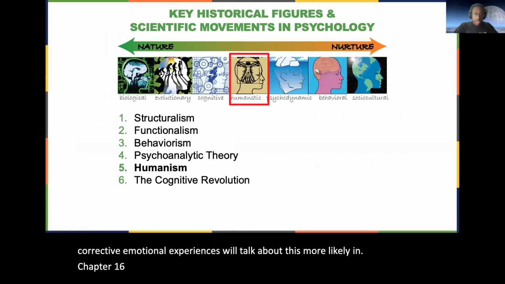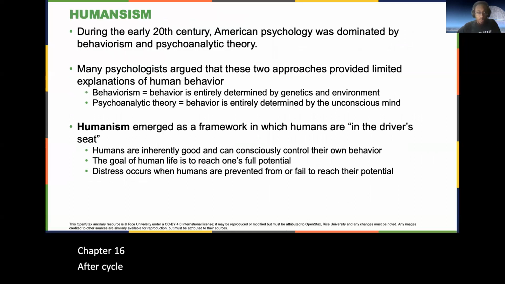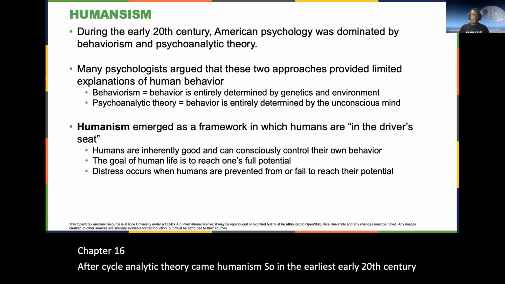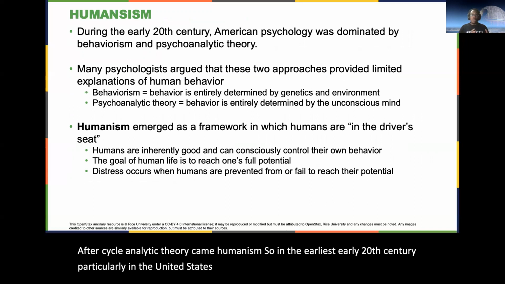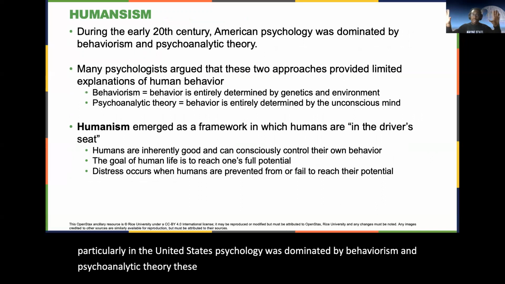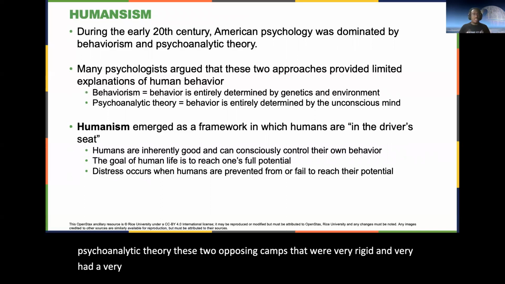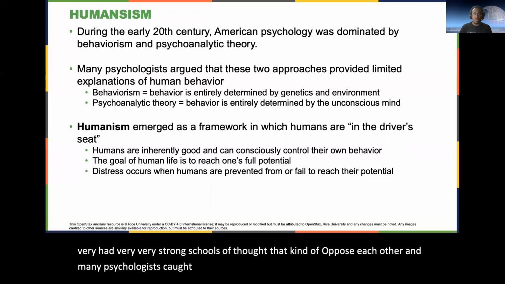After psychoanalytic theory came humanism. In the early 20th century, particularly in the United States, psychology was dominated by behaviorism and psychoanalytic theory. These two opposing camps were very rigid and had very strong schools of thought that opposed each other. And many psychologists caught in the middle between these two felt that these two approaches were limited.